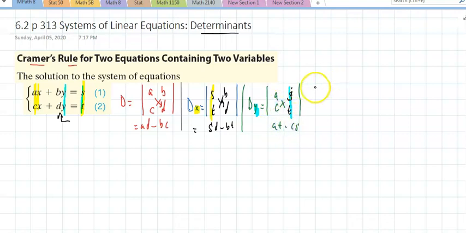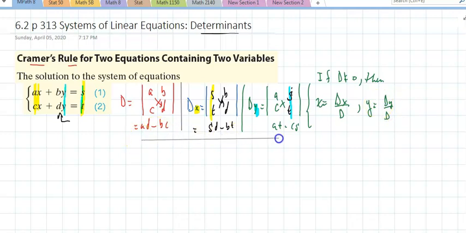And then Cramer says, well, if d doesn't equal 0, then you find the x value, that's the determinant of x divided by d, and to find the y value, that's the determinant of y divided by d. So he used determinants to solve systems of equations. We're going to try a couple of problems and see how that works.